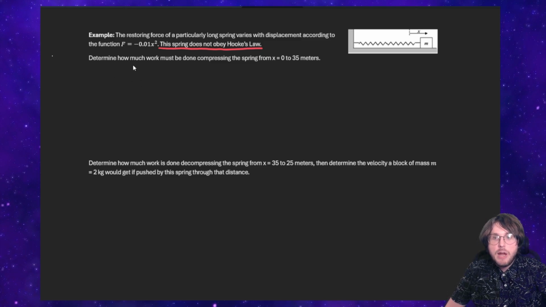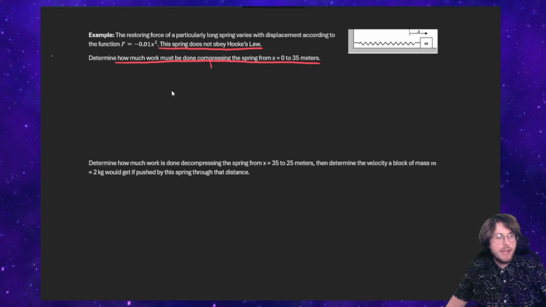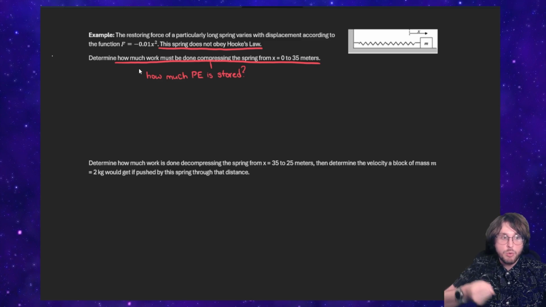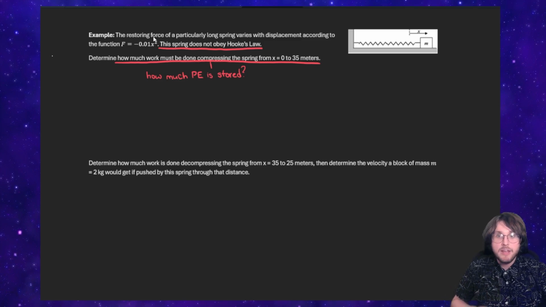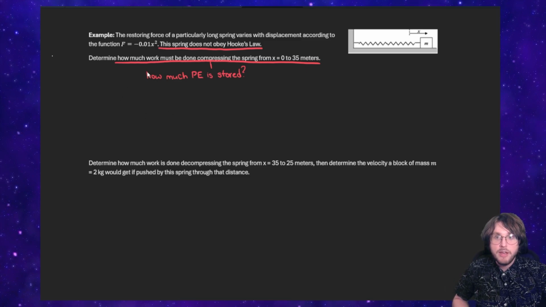Our first goal is to determine how much work must be done in compressing the spring from x equals 0 to 35 meters. Now, this statement, how much work must be done to compress the spring, really is just a roundabout way of asking how much potential energy is stored in the spring. The reason we can interpret it as such is because the force function that we're given here is the restoring force, and the person who's actually applying the work to the spring to store the energy in it is applying the opposite of this force. They're pulling against the spring's restoring force. And so really what we're looking for here, or finding the work of, is a positive version of this force.